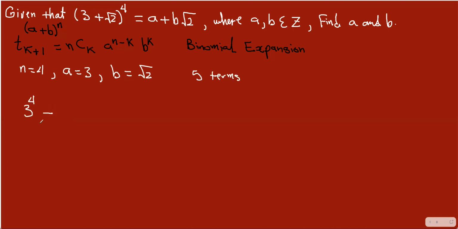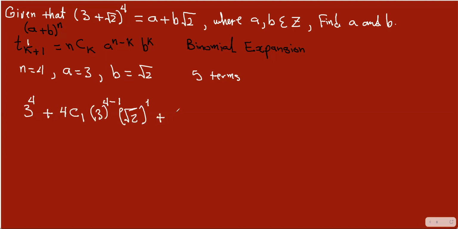And then plus the second term. You make k equal 1 for this to read T2, because you're finding the second term, and then you follow suit here. So if we made k equal 1, then we're going to go nCk, n we know is 4, so it would be 4 choose 1, and then a, which is 3, to the 4 minus 1, because it's n minus k, and b, which is root 2, to the k, so that's to the power of 1.